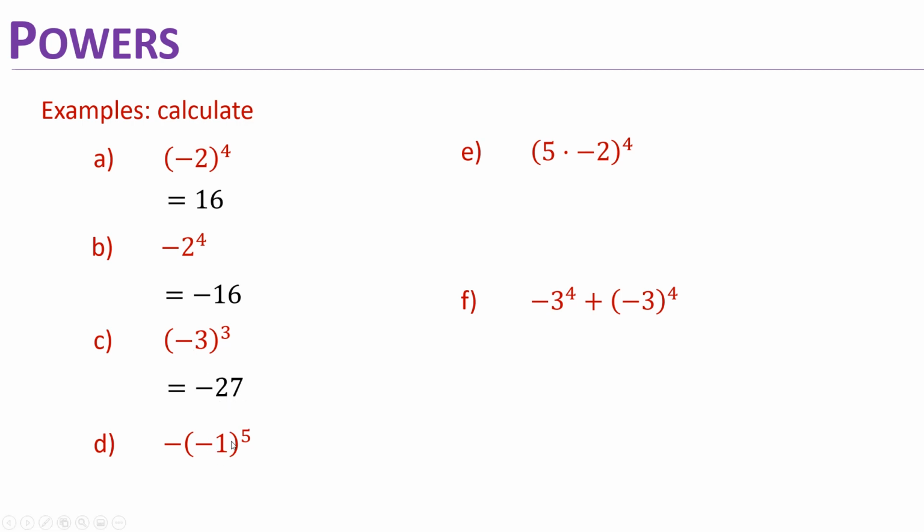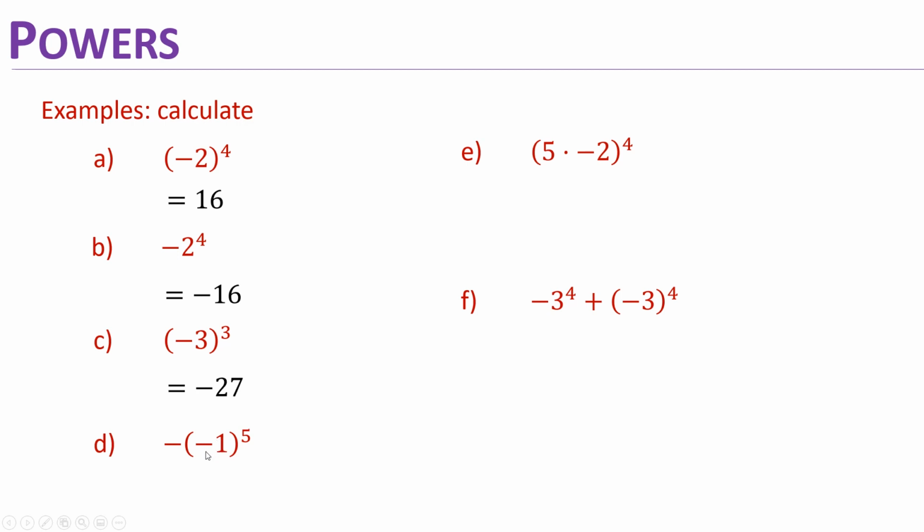Here we have the number -1 raised to the power of 5. That's the first thing we have to evaluate. So -1 times -1 times -1 times -1 times -1. How do we calculate that? Well, it's just the number 1 multiplied by itself a bunch of times. 1 times 1 times 1 times 1 times 1 is just 1.